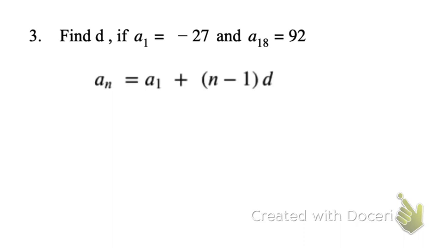All right, how about finding our D value? If we know our first number is negative 27 and our 18th number is 92, and remember this is good information to have here because it fills in 2 spots. So pretend you didn't see what just popped up, and why don't you fill in and create what the equation you're going to solve here, and I'll give you a little bit of time or hit pause and see what you come up with.